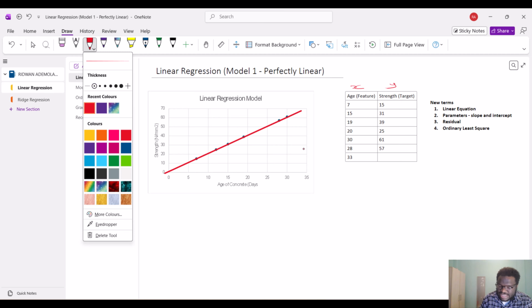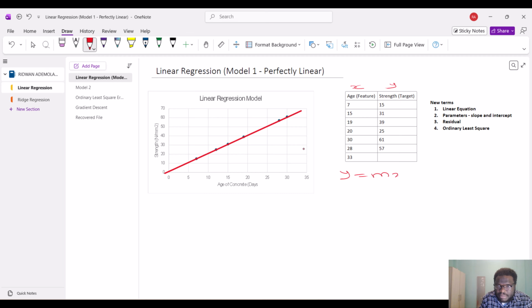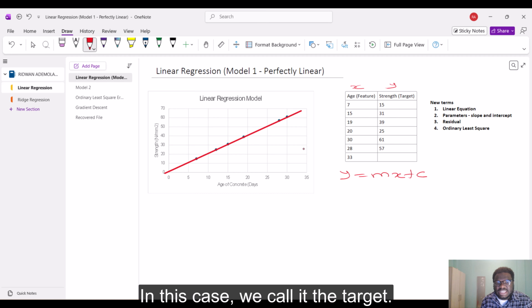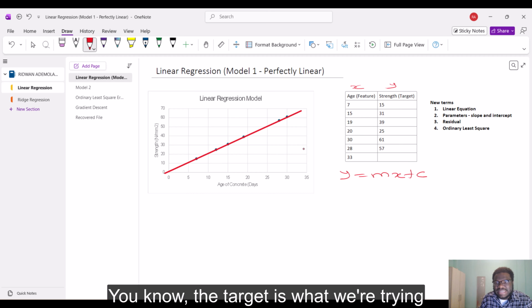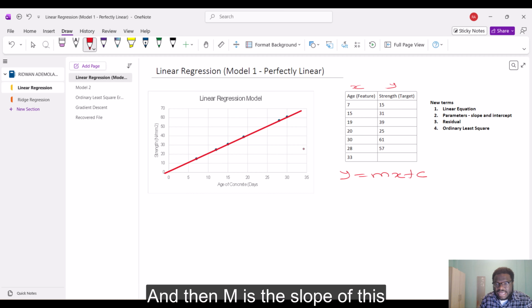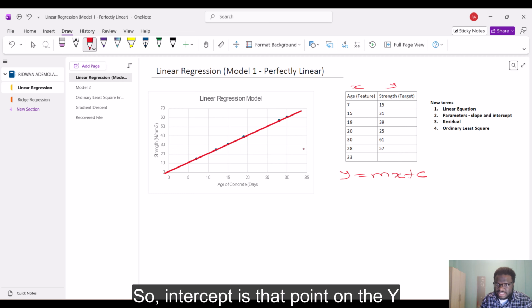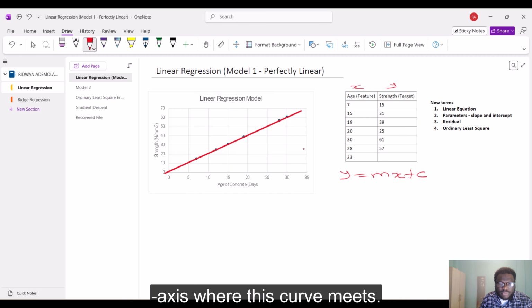It's usually written as y equals mx plus c, where y is the dependent variable. In this case, we call it the target, what we're trying to predict. And then m is the slope of this linear curve. X is the input, and c is the intercept. So intercept is that point on the y-axis where this curve meets. So that is what intercept is.